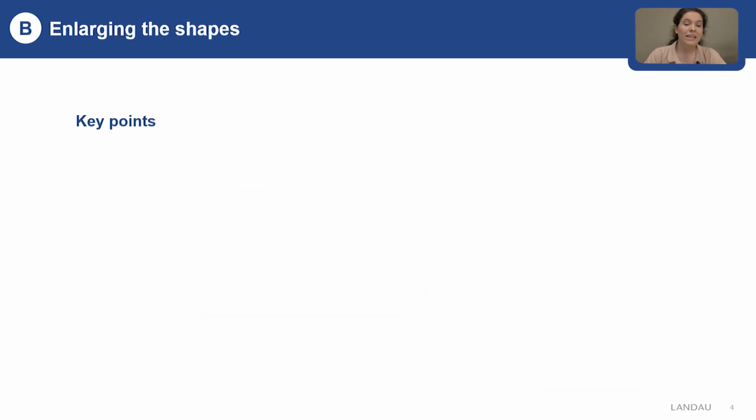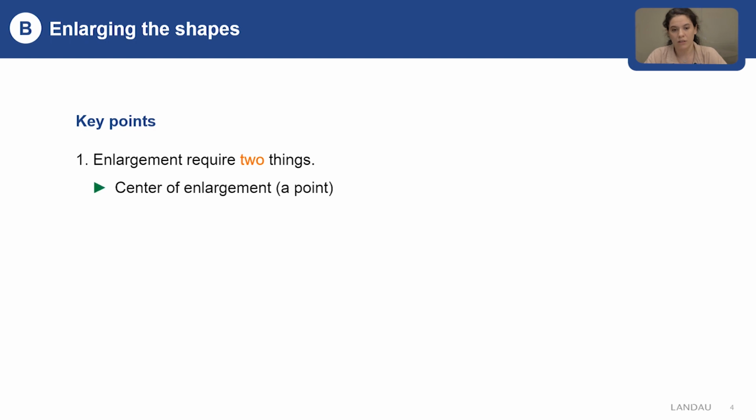In order to do an enlargement, we have some key points, so let's learn them first. Enlargement requires two main things. As we mentioned before, we have to know the center of the enlargement, which is a point. And we have to know the scale factor, which is denoted with the letter k.